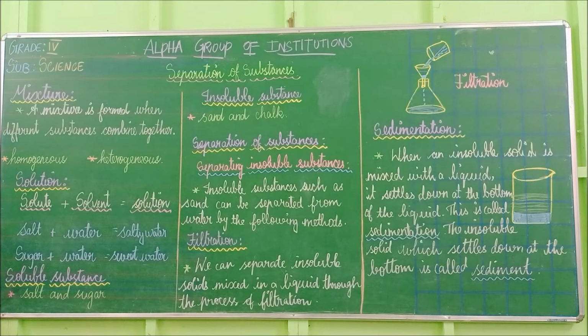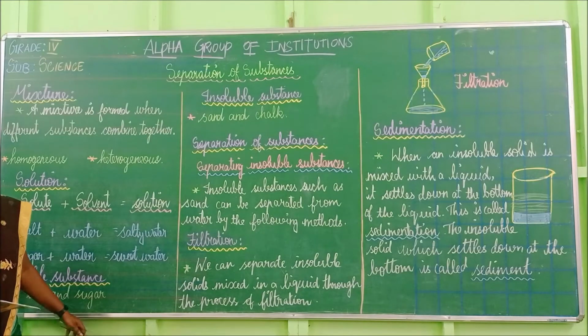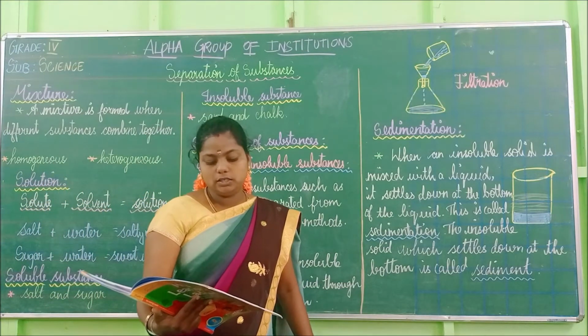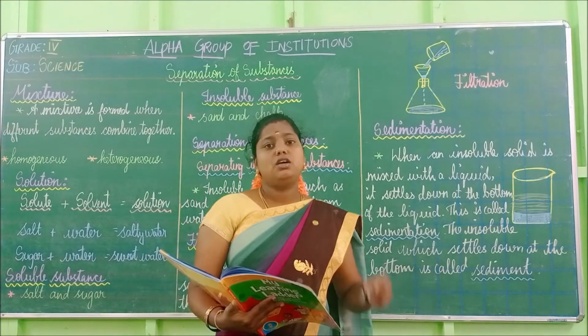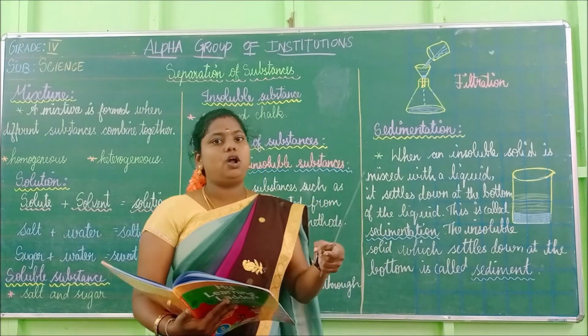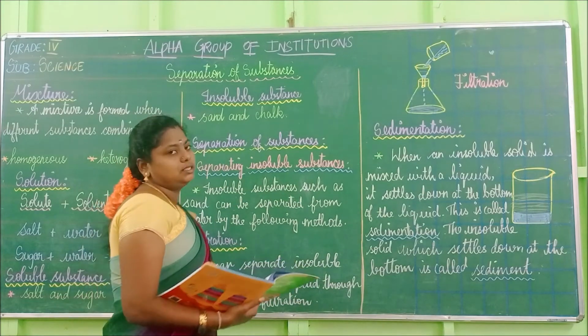And the next one is soluble substances. So here we talk about soluble and insoluble substances. Salt and sugar are examples of soluble substances. Solids such as salt and sugar which dissolve in liquids are known as soluble substances. We already said that the things which dissolve in water are called soluble substances.